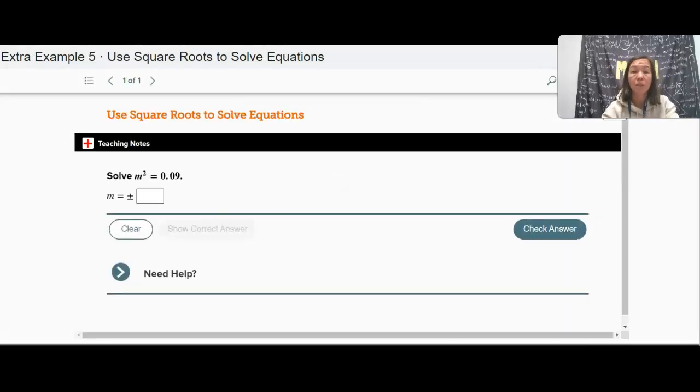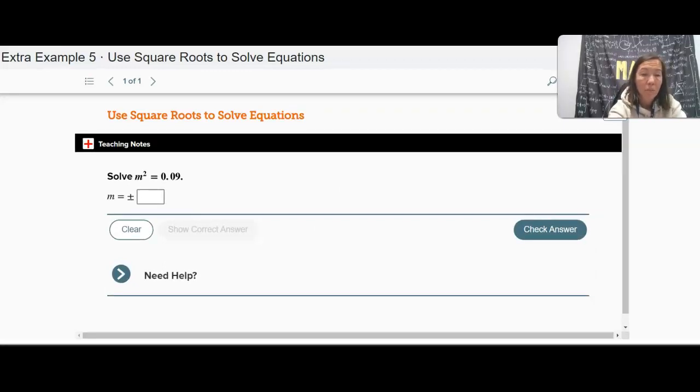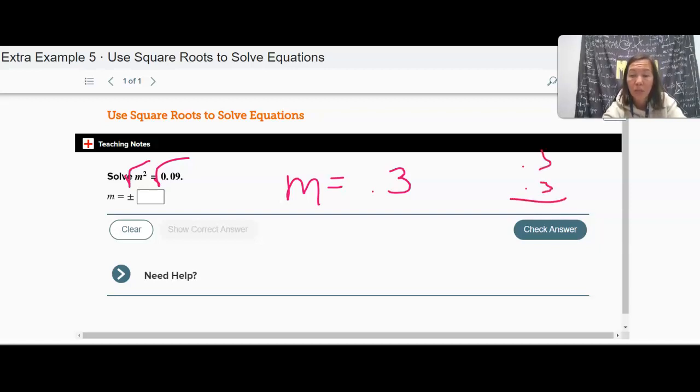All right, look at this next example. This one's not in your book. You can write it down if you want. But if I want to solve this equation, m squared equals 0.09. And then again, we're going to square root both sides. What is the square root of 9? The square root of 9 is 3. But in this case, it's going to be 0.3 because it's 0.09. So 0.3 times 0.3 is 9, and I'd have to move the decimal over 2 places. So that would be 0.09. But it's not just 0.3, it's positive and negative 0.3.